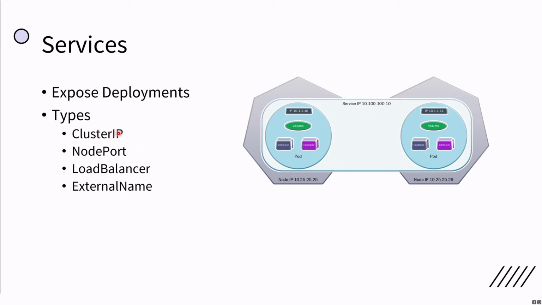The cluster IP is the default type of service in Kubernetes. It is only reachable from within the cluster, so cluster IP does not expose it to the outside world. Node port uses the node IP with an assigned static port to it, which then would be accessible to the outside world via the node IP and the static port that was assigned.